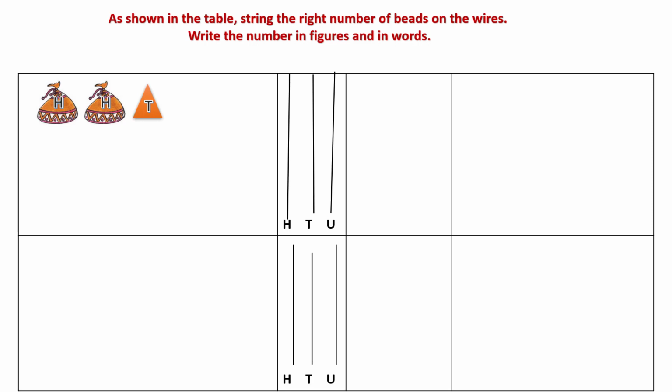Tens bunch is 1, 2, 3, 4. Hundreds bunch is 2 and tens bunch is 4. And the units are 1, 2, 3, 4. We string it. First we string in hundreds wire 1, 2. Then we string tens in tens wire 1, 2, 3, 4. And then we string 4 units in units wire 1, 2, 3 and 4.